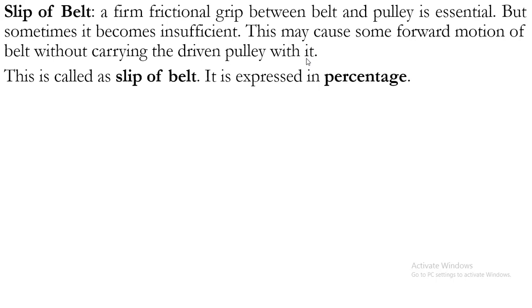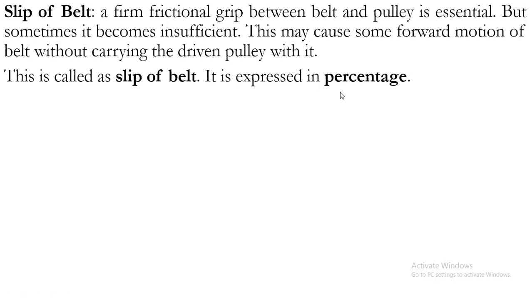So that is what is actually the slip of the belt. The belt will slip, so it will move forward, but it doesn't make the driven pulley rotate. Thereby there is no power transmission, and that is called slip of the belt. This slip of the belt will be expressed in terms of percentage. You can see this when we go to solve the numericals. They will mention the slip of the belt in terms of percentage. I think you all understood what the slip of the belt is.